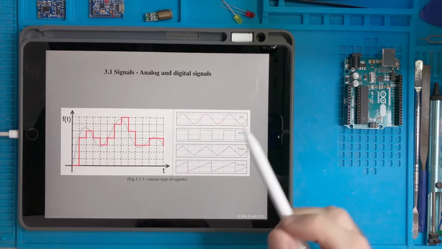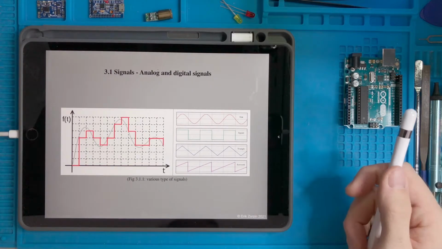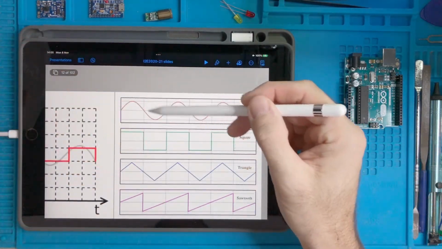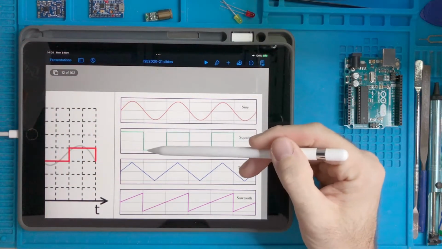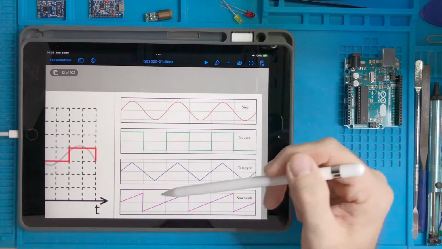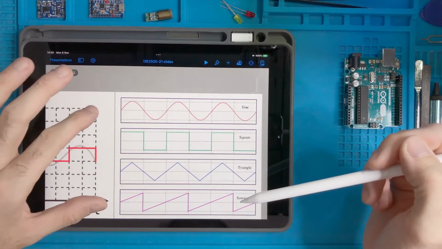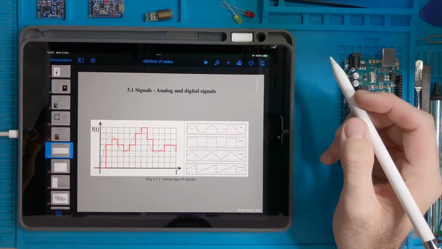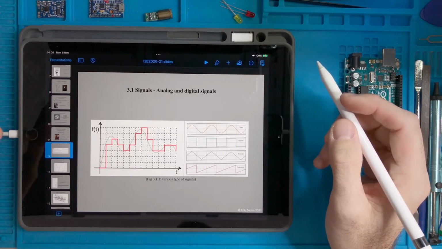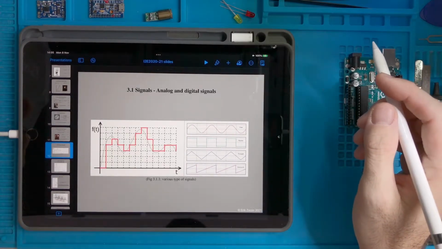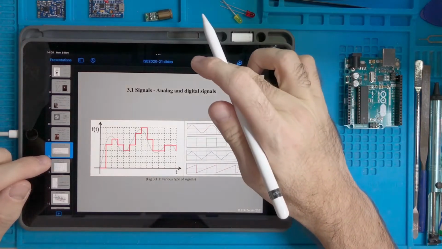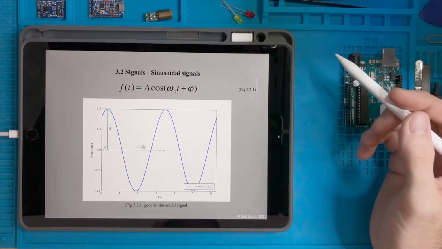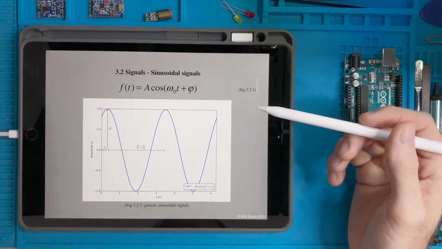Here you have an example of various signals which are kind of popular in electronics for many reasons. So you have the sinusoidal signal, the square wave, triangle, and sawtooth wave. So let's concentrate for a moment on the most simple signal we can think of in electronics, but not only, which is the sinusoidal signal. Okay, this is the chart, the graph of a sinusoidal signal.